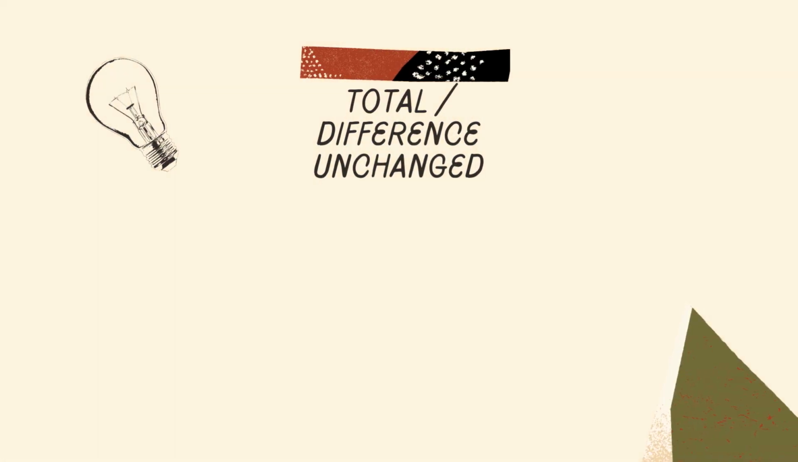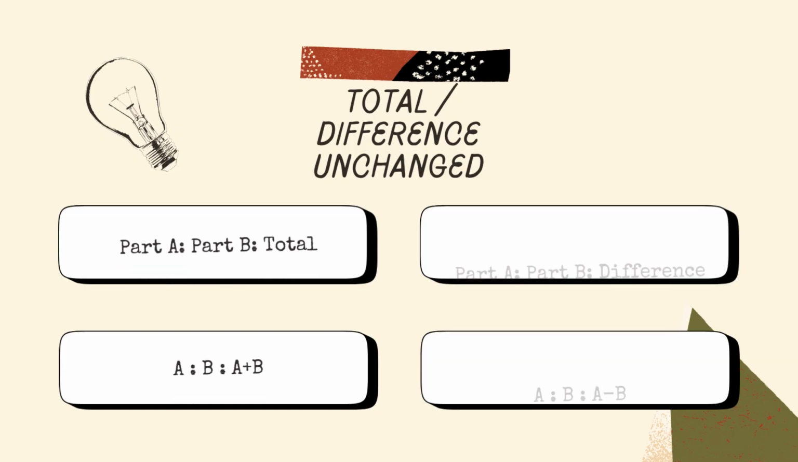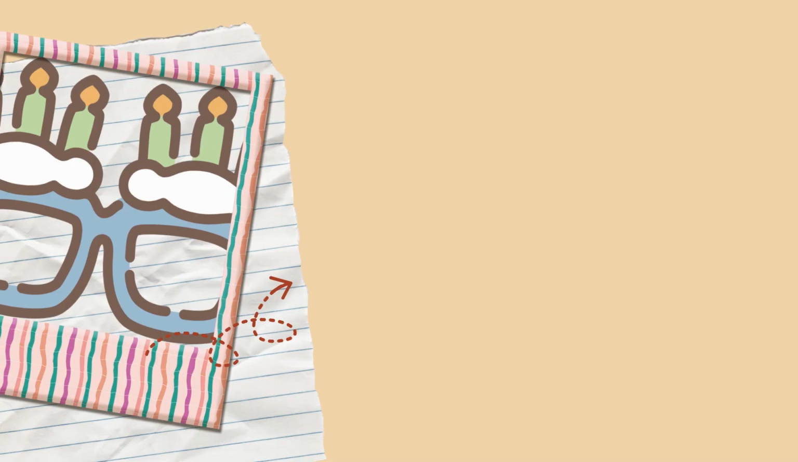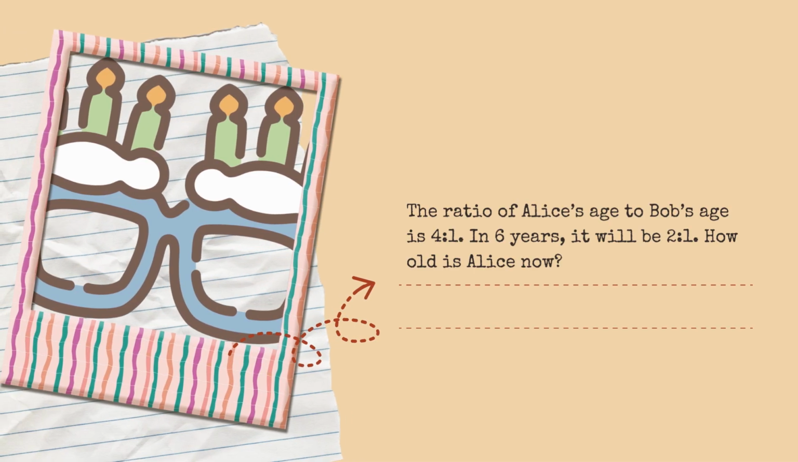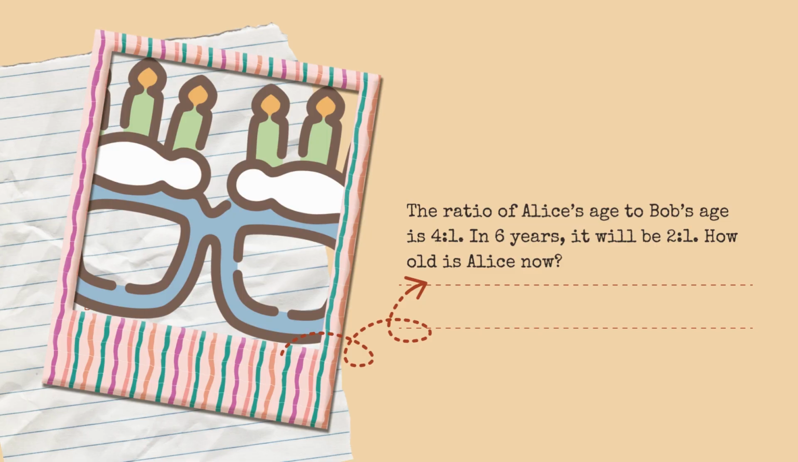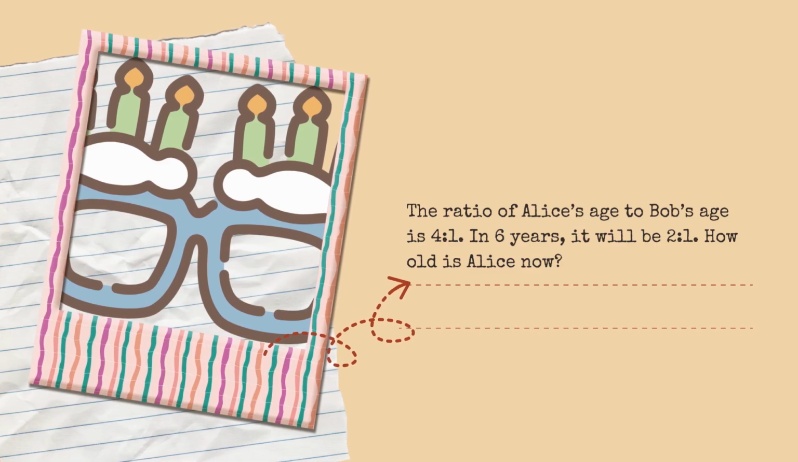On this third part, we can use the total or difference of the two quantities that remain the same. I will display the 2 guidelines here for you to follow along. The ratio of Alice's age to Bob's age is 4 to 1. In 6 years, it will be 2 to 1. How old is Alice now?